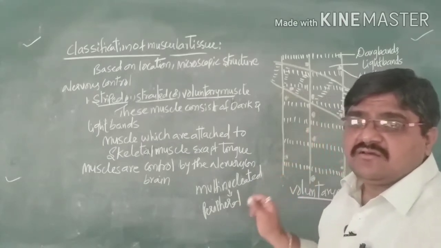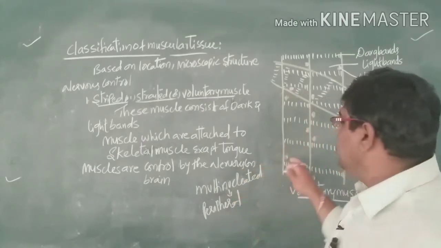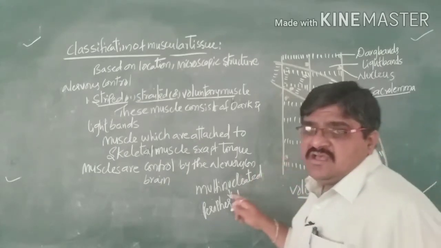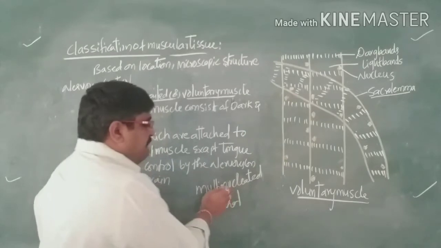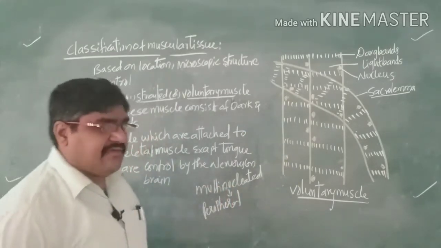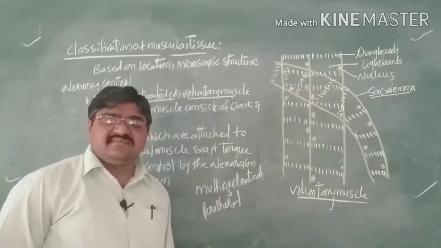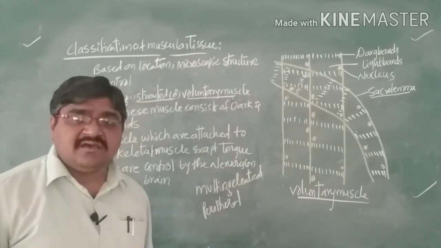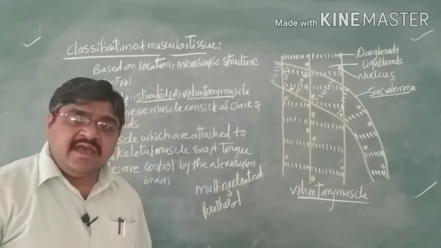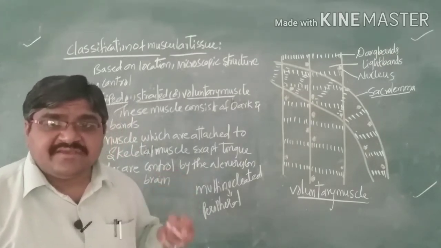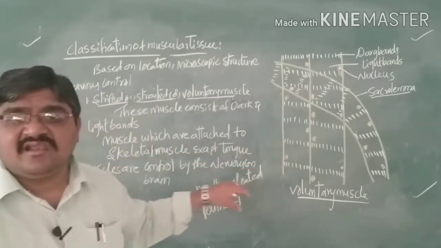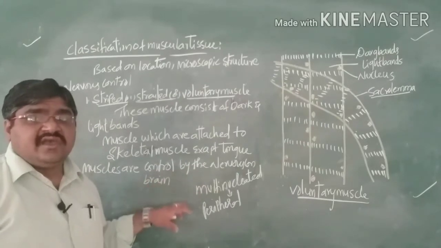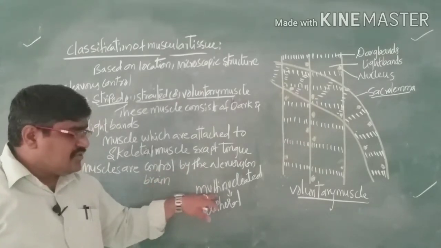The dense cytoplasm present in the muscles we can call the sarcoplasm. In the sarcoplasm, there is more than one nucleus present, so we call them multinucleated. The nuclei are also present in the peripheral regions.